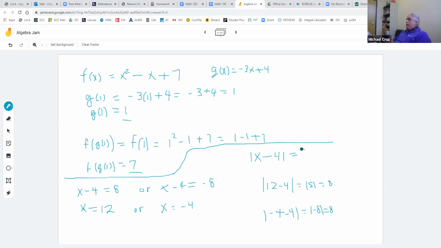All right, so this is what I was testing here. I put in 12, you see I get an 8, and of course the absolute value of 8 is equal to 8. If I put a negative 4 in, that gives me a negative 8, which is also an 8. Let me switch back to the other mode.